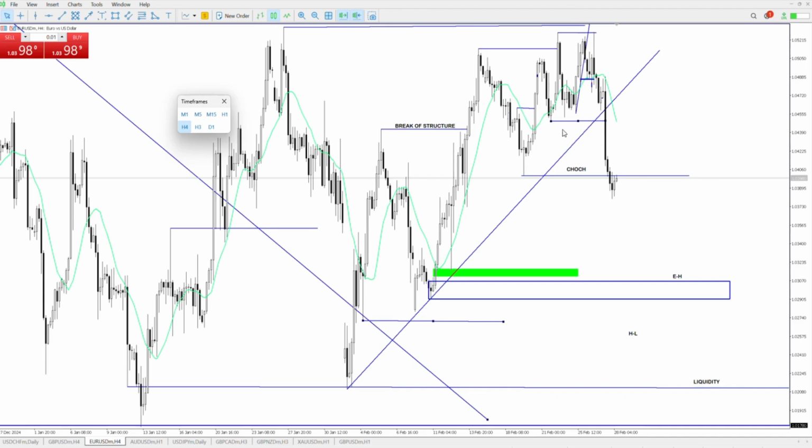From this point, we notice that there is an order block at this point. Remember, we are considering the internal structure here. There is an order block at this point that led to this breakout, the change of character internally. So I'm just going to draw a box highlighting that particular order block.